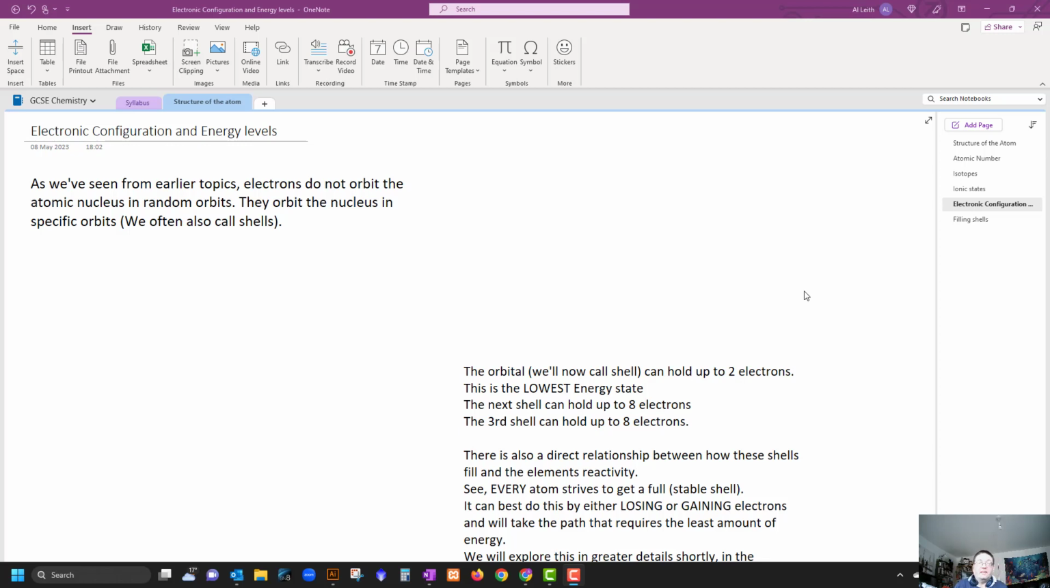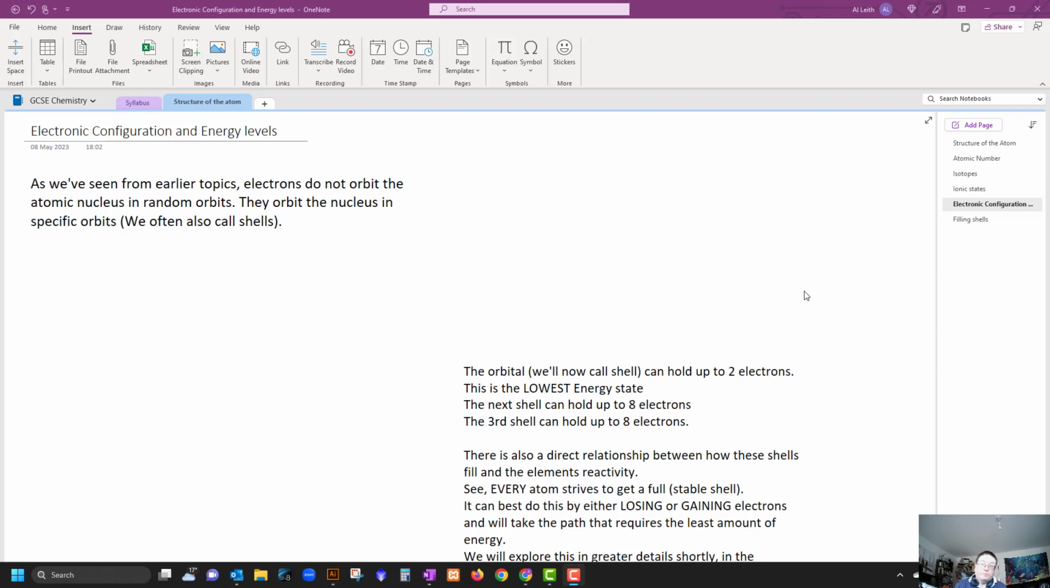Today we're going to be looking at electronic configurations. This is something you've kind of already seen in previous examples, but today we're going to be addressing that, looking at what these orbitals are, how they're filled and how they relate to reactions in chemistry as a whole.